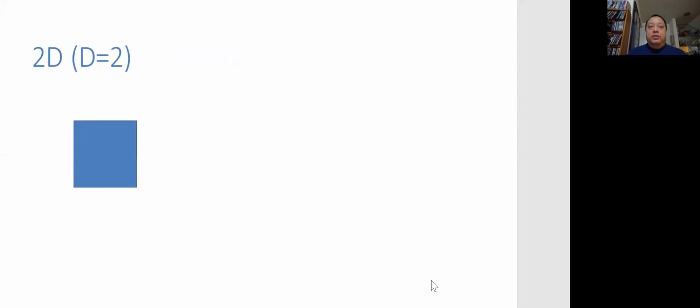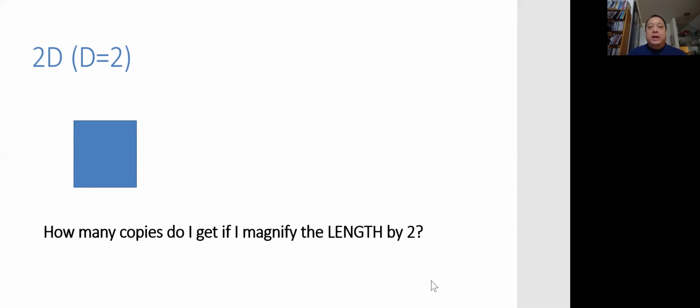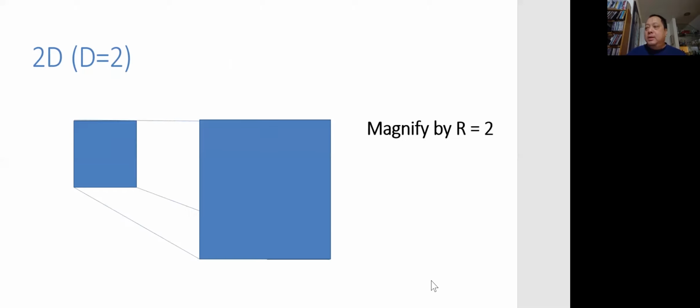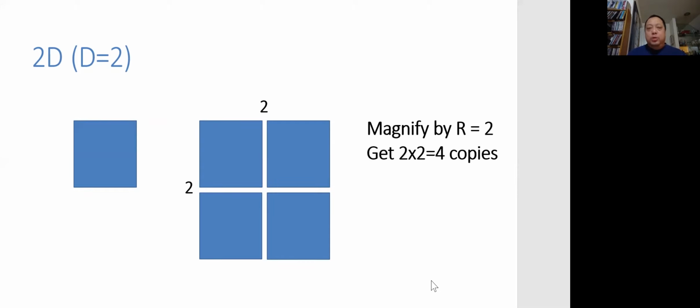Now 2 dimensions. Let's take a square. Same question. How many copies do I get if I magnify the length by 2? I magnify by a factor of r equals 2, I get a square with double the sides. How many of the whole square fit in it? 2 by 2 equals 4. I magnify by r equals 2, and I get n equals 4 copies. n equals 2 squared.